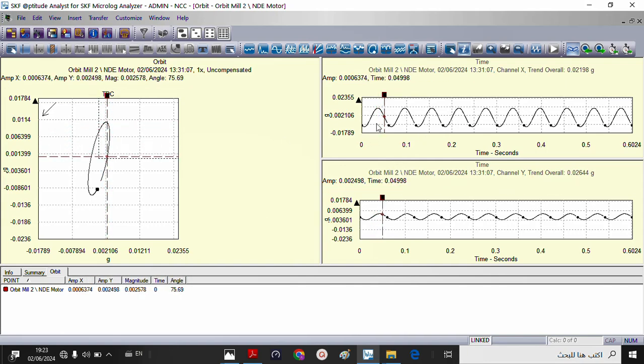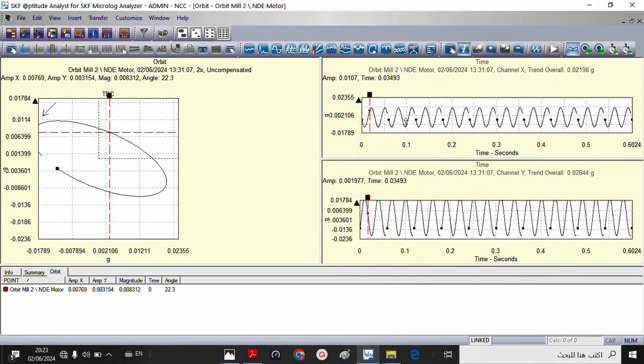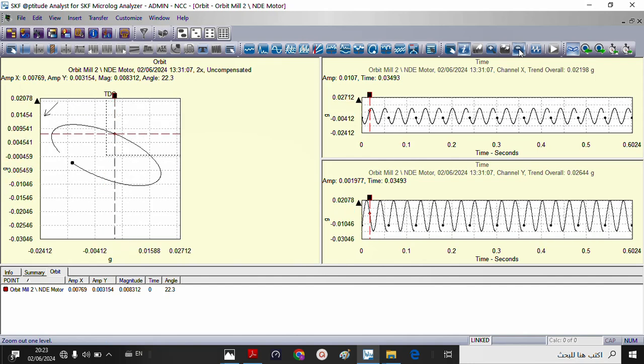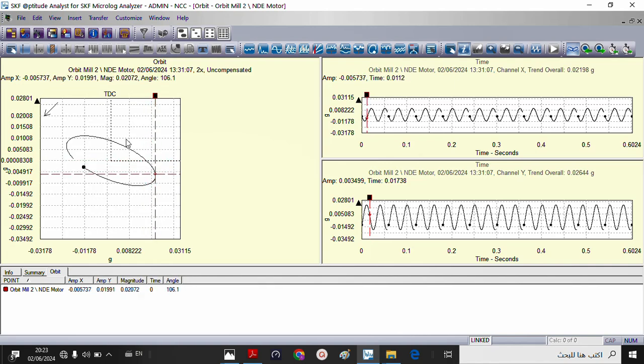Here we will see the y-axis and the x-axis in the same phase, but when we go to the 2x filtering, we will see them out of phase, as we see here. Out of phase directly. This is the deep analysis. We will provide it at another time.